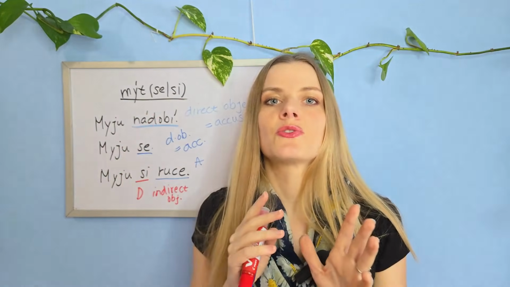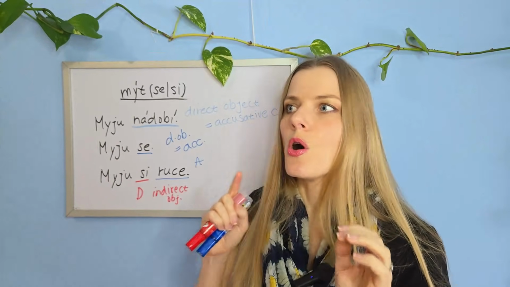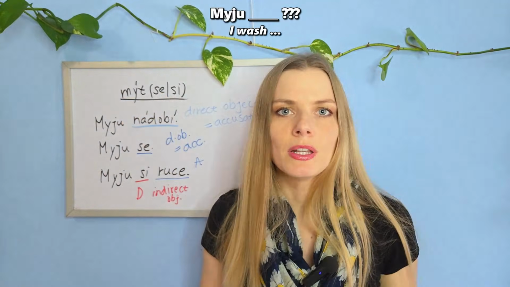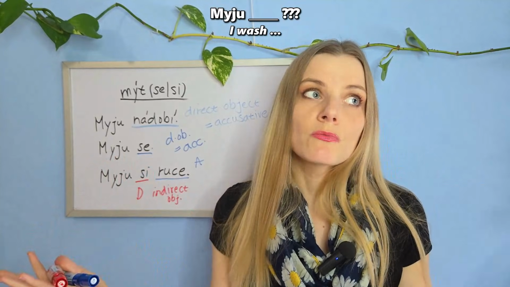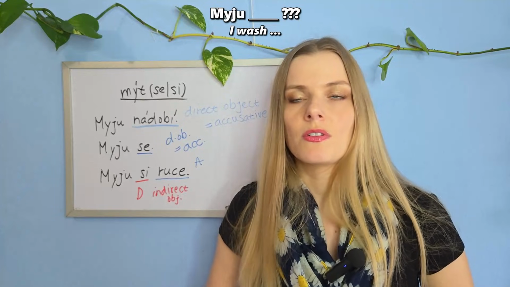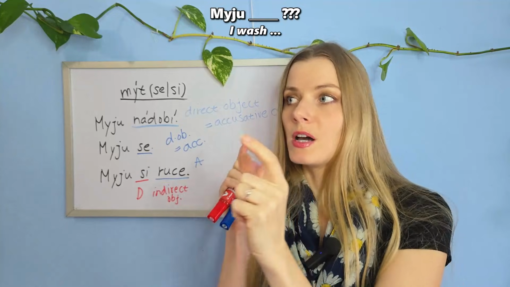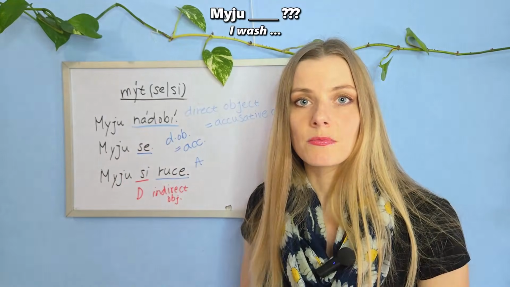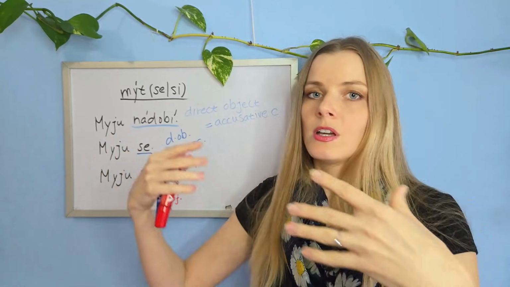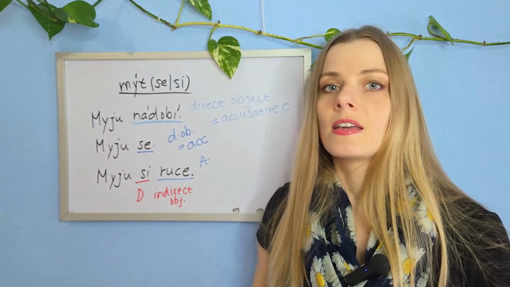Need is a transitive verb. What does that mean? A transitive verb needs an object. That means if I say myju, it's incomplete. Myju, I wash. It doesn't make sense. It's incomplete. Also in English, English also has transitive and intransitive verbs. So you need to add more items to complete the action. Myju, to. I wash what? What do I wash? Myself, my hands, the dishes. And there it is. Se and si explained.